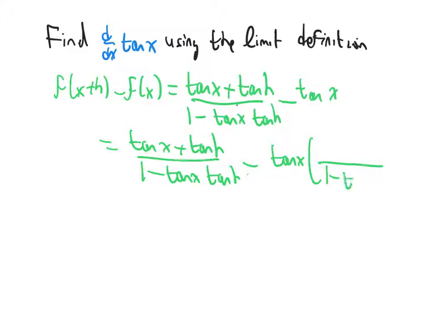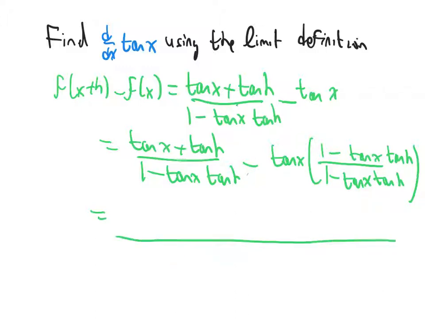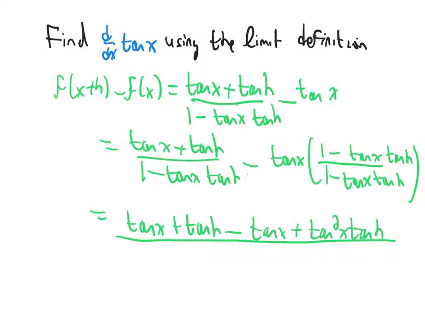And that's easy enough to do, especially if we don't really care about the least common denominator, and just kind of blindly put this in like this. And then we end up with tan x plus tan h minus tan x plus tangent squared of x tan h, all over this ugly denominator, which we're stuck with for a little while.